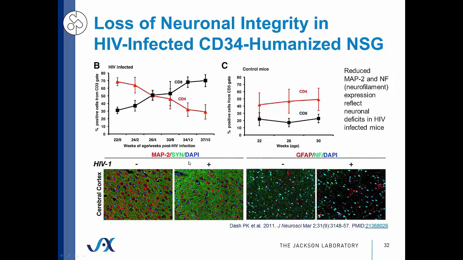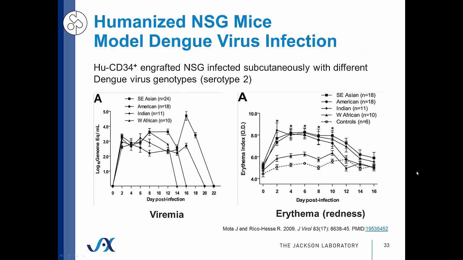to uninfected mice. So this demonstrates that not only do NSG mice have the ability to recapitulate primary complications of infection, including CD4 positive T cell loss, but they also can demonstrate secondary complications such as neuronal integrity. So now I'd like to switch gears a bit and talk about dengue virus infection modeling in humanized NSG mice.